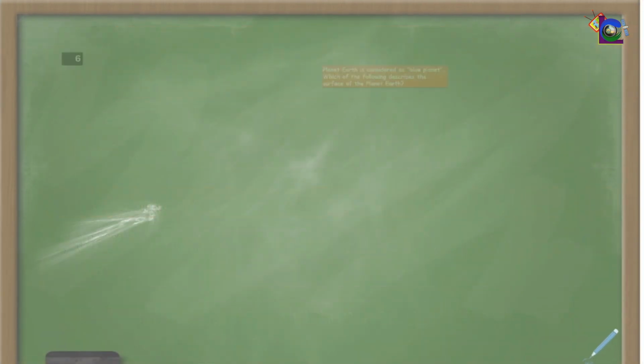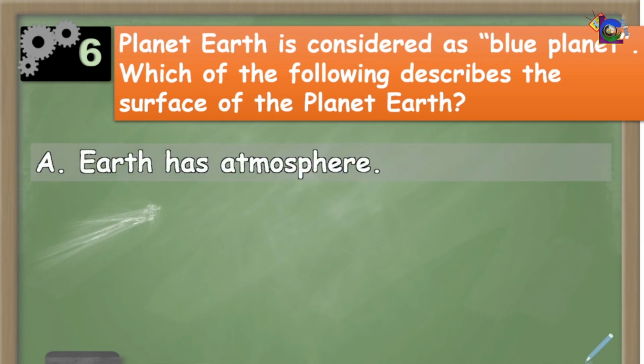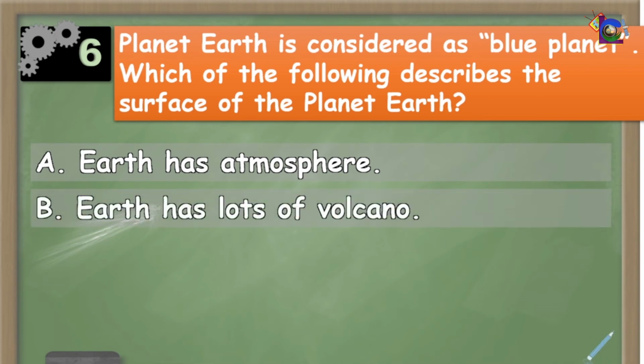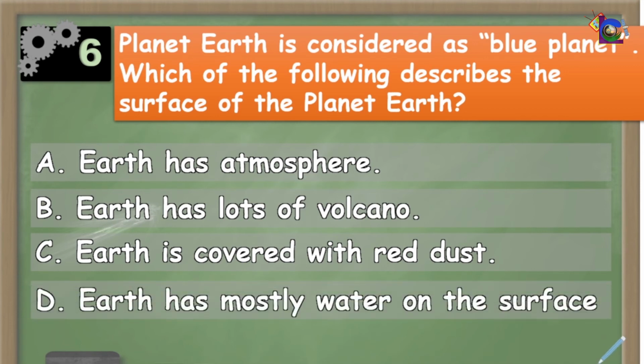Question number 6. Planet Earth is considered the blue planet. Which of the following describes the surface of planet Earth? Is it A, Earth has atmosphere? B, Earth has lots of volcanoes? C, Earth is covered with red dust? Or letter D, Earth has mostly water on the surface? The correct answer is letter D.